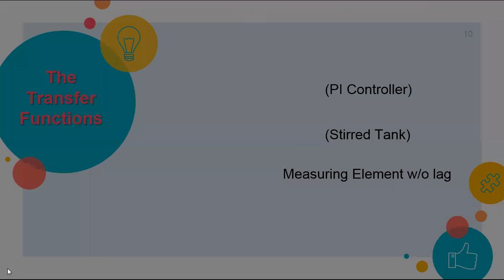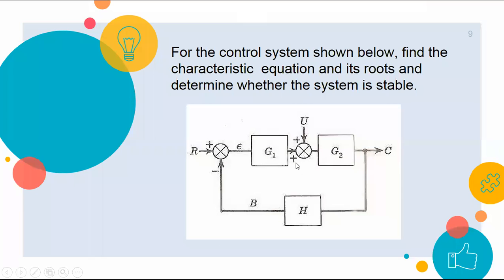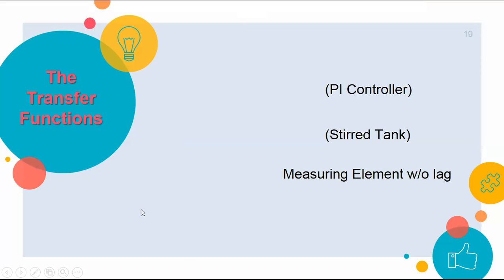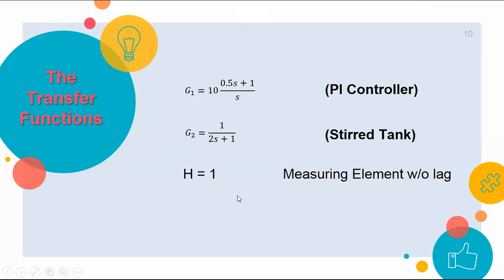Let's say, for example, for the system that we have in here, you have your controller, you have your process, and this is your sensing device. You are given these transfer functions. So this is for the proportional integral controller. And for your process, your stirred tank heater, this is the transfer function. And for your sensing device, without the lag, this is the transfer function, a simple constant. So these are the transfer functions of the blocks that were shown to you in the previous slide.